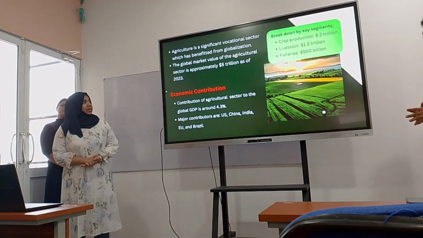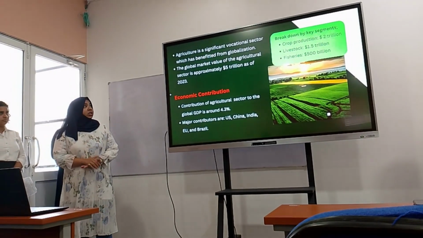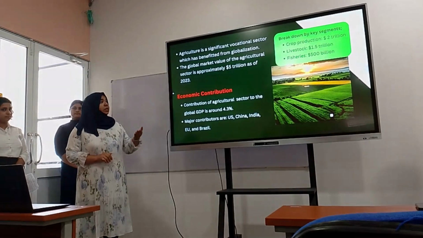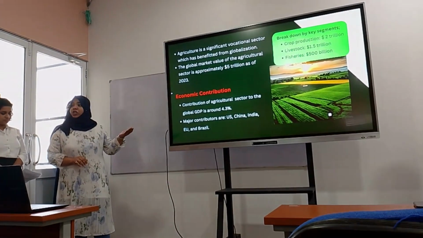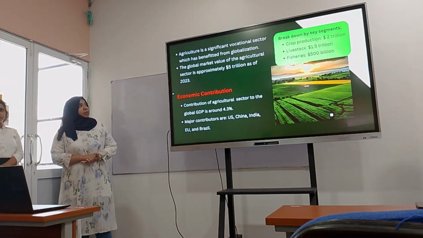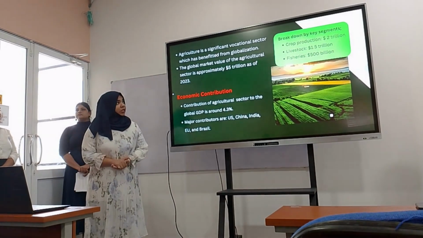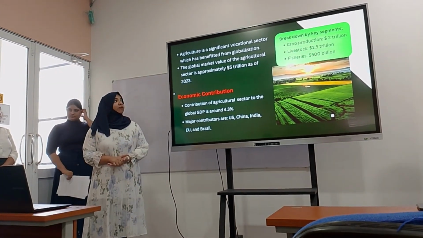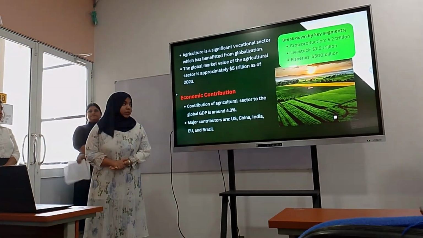According to the statistics, the global market for the agriculture and food production industry is estimated to be $5 trillion US dollars as of 2023. The breakdown of it by its key segments can be explained as crop production $2 trillion, livestock $1.5 trillion, and fisheries $500 billion.